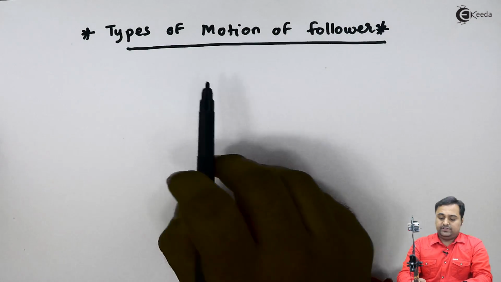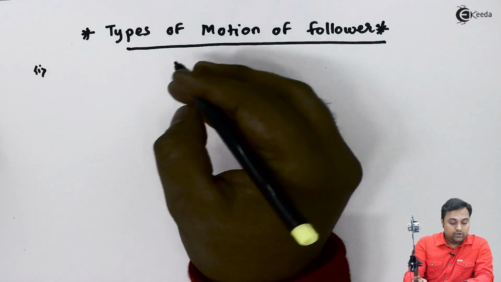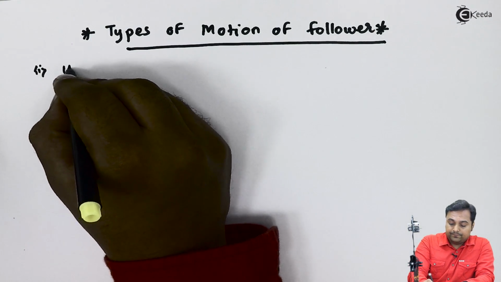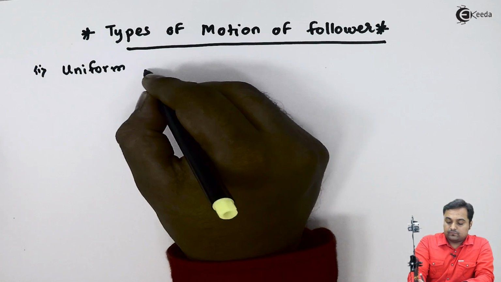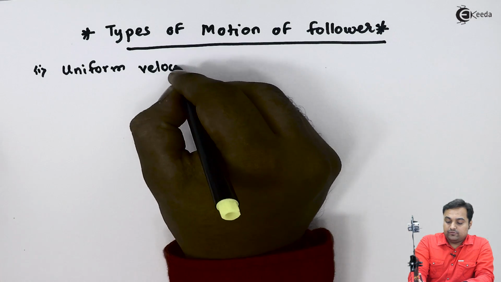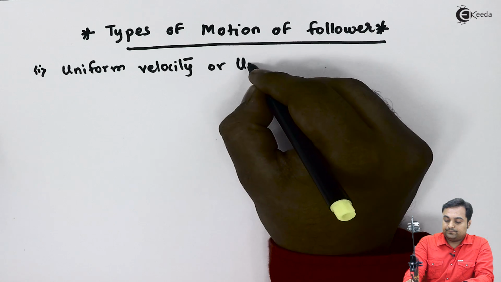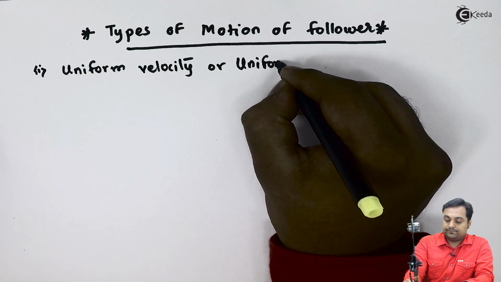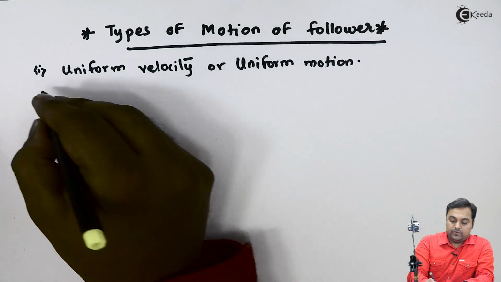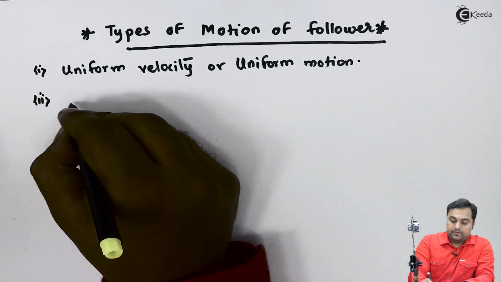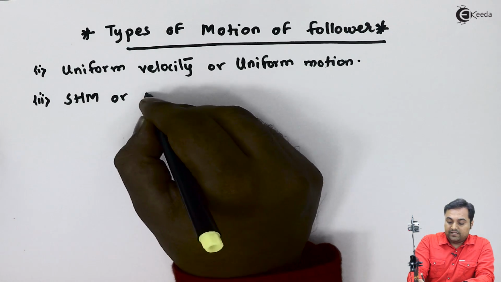So based on the types of motion we have uniform velocity, the first kind of motion. It is called as uniform velocity or uniform motion. The second one is SHM or simple harmonic motion.